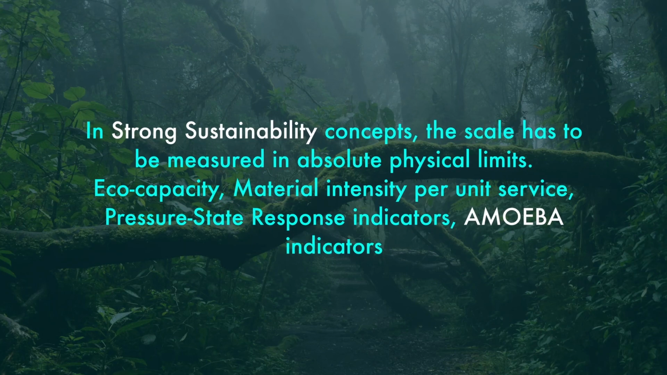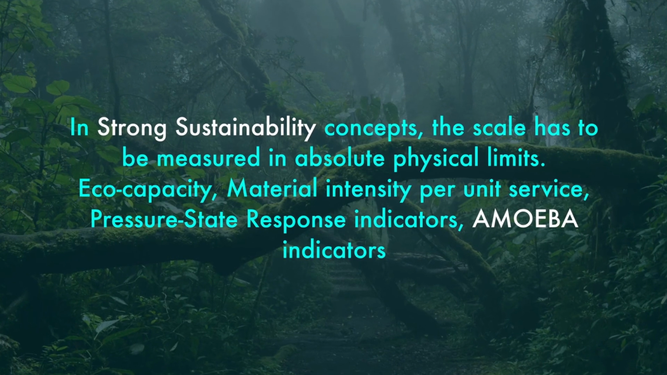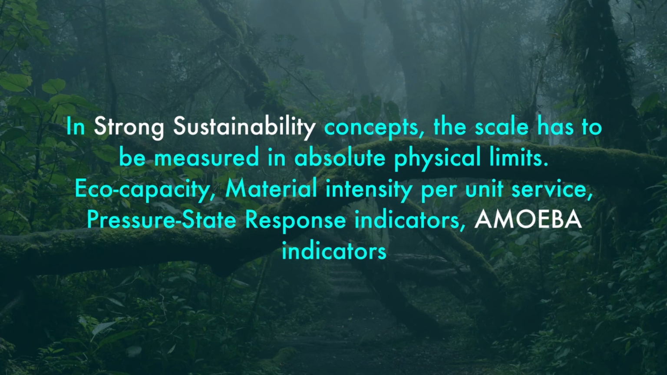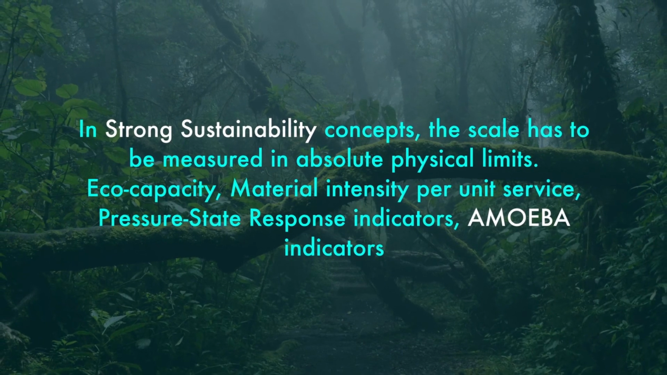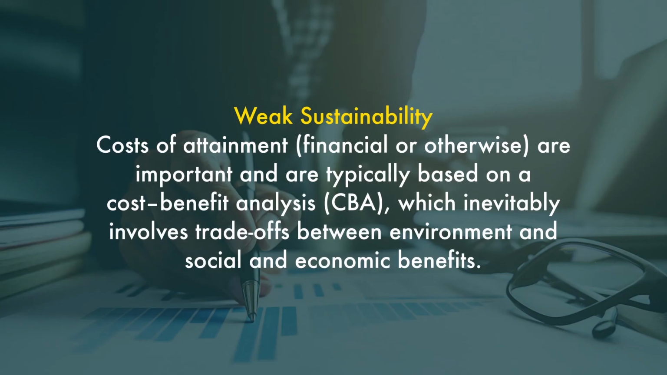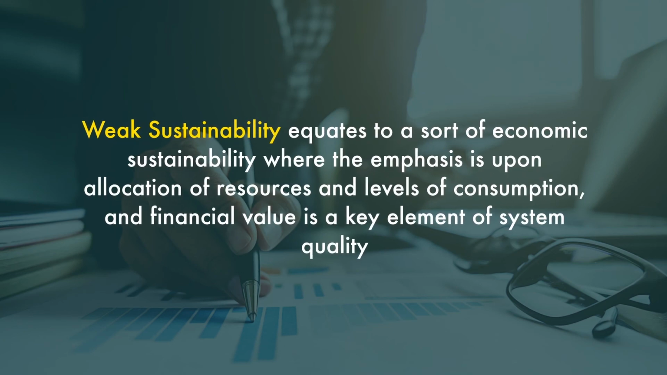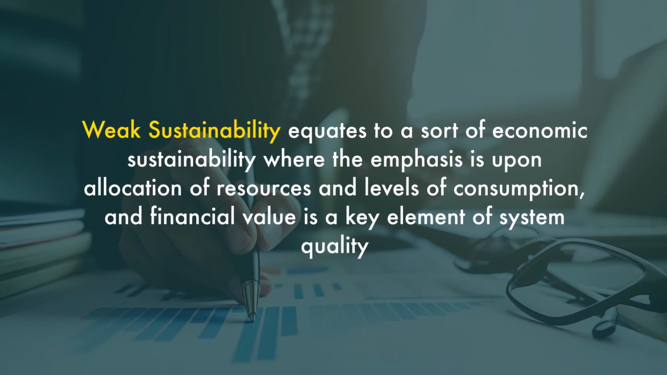So under strong sustainability, indicators like eco-capacity, material intensity per unit service, pressure-state-response indicators, and amoeba indicators are strong sustainability indicators. Weak sustainability equates to a sort of economic sustainability where the emphasis is upon allocation of resources and levels of consumption, and financial value is a key element of system quality.